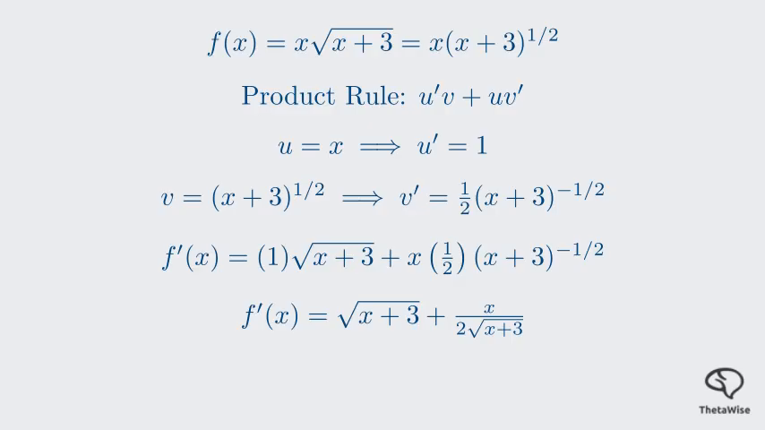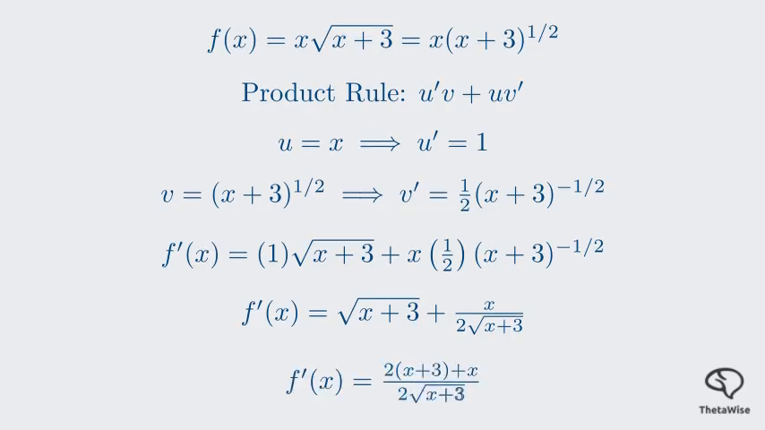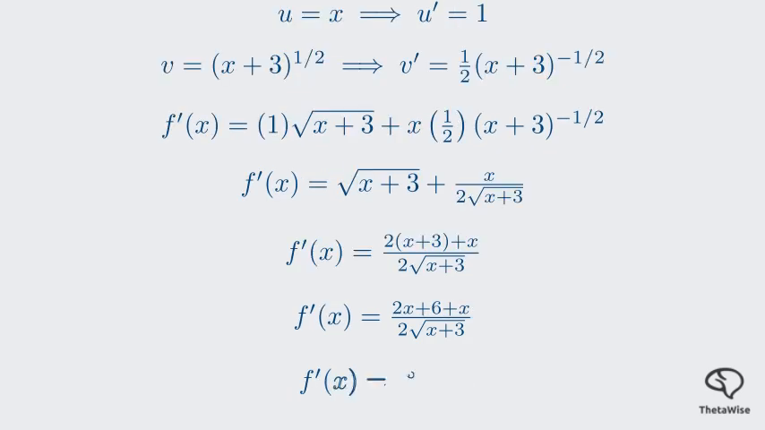To find critical points, it's helpful to combine this into a single fraction. We find a common denominator, which is 2 times the square root of x plus 3. This gives us 2 times x plus 3 plus x, all over the common denominator. Simplifying the numerator, we get 3x plus 6, so f prime of x equals 3x plus 6 over 2 times the square root of x plus 3.